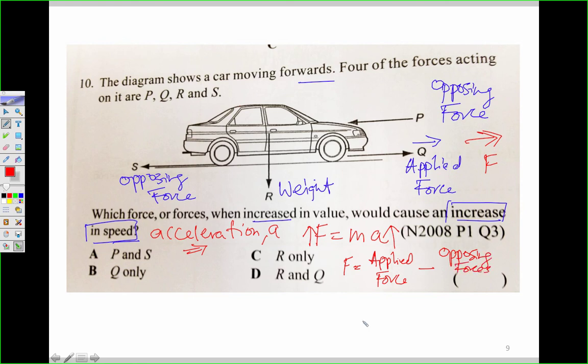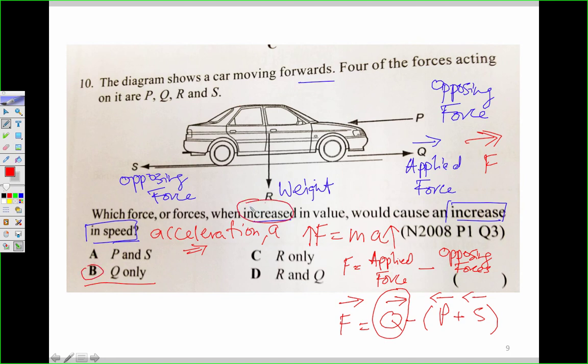This is the concept we are talking about. In this case, F is equal to Q minus P minus S. So it's Q to the right, subtracting P as well as S, and then I get my resultant force to the right. How do we increase the resultant force? We have to increase Q. The answer will be Q, because the question is asking for an increase in value. So we can only increase Q to increase the resultant force.